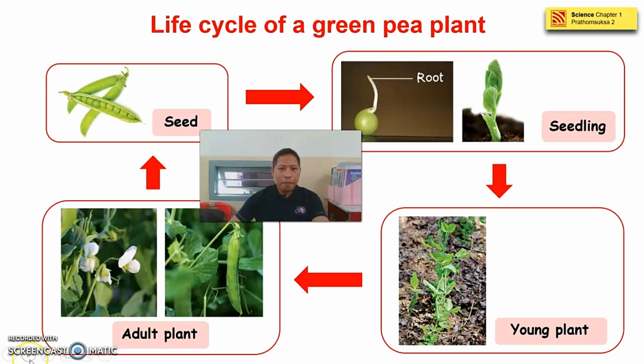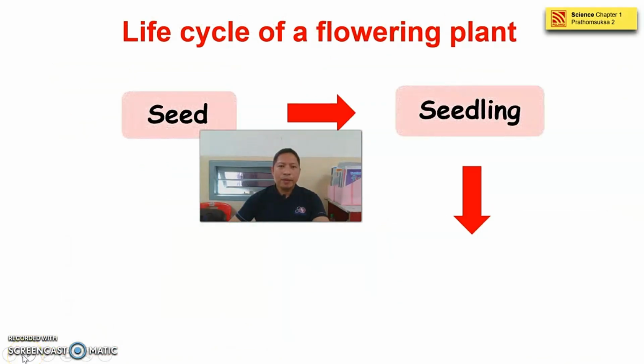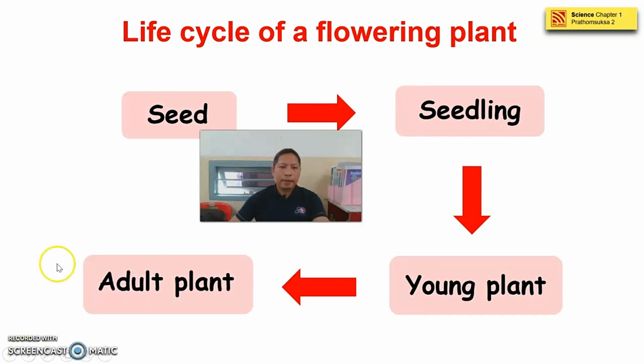Now let's have a game. Now try to identify what part of the cycle of the green pea plant it is, whether it's seed, seedling, young plant, or adult plant. Like this. From seed to seedling and young plant, adult plant, and seed.